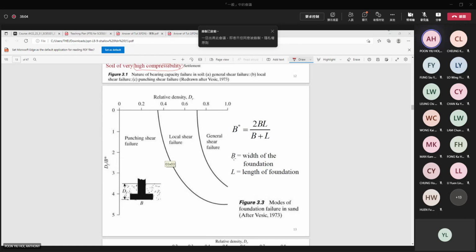The mode of failure actually depends on the density of the soil. If the soil is very strong, very compacted, meaning that the relative density is very high, close to 1, then it falls into this mode. If the relative density is low, then it falls into this mode. And somewhere in between, it falls in this mode. Okay, this is a study found by this gentleman here.